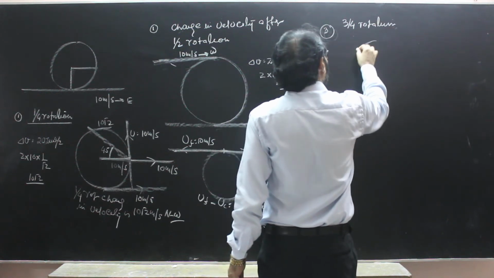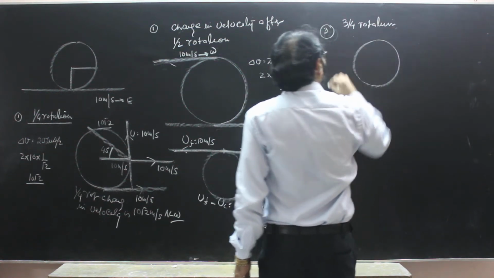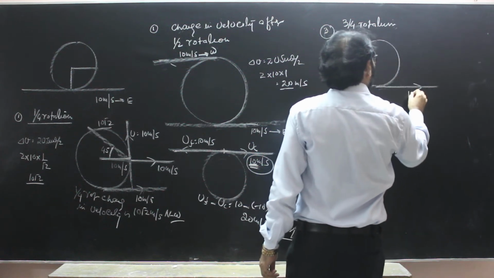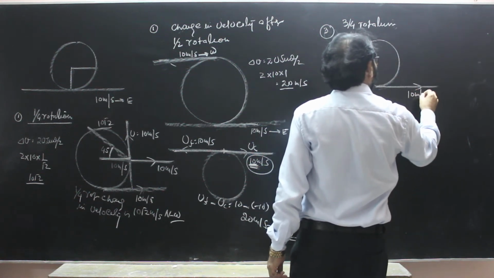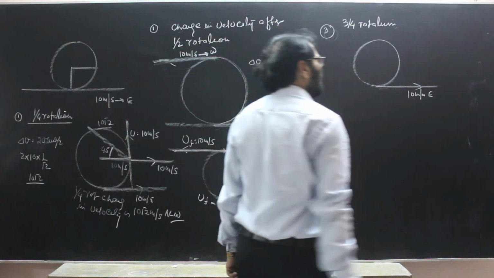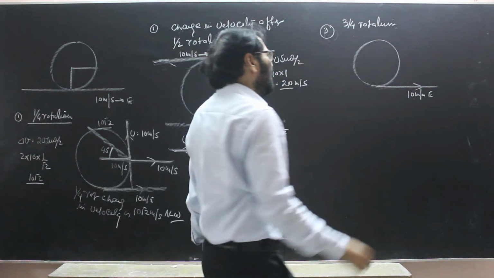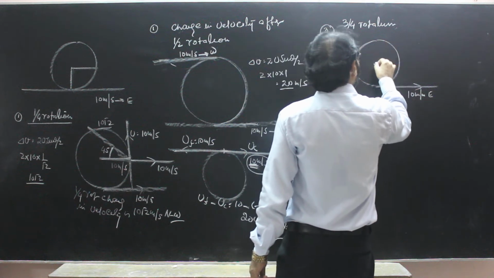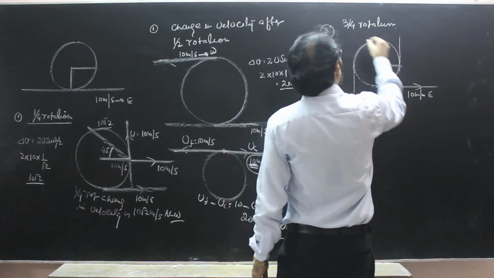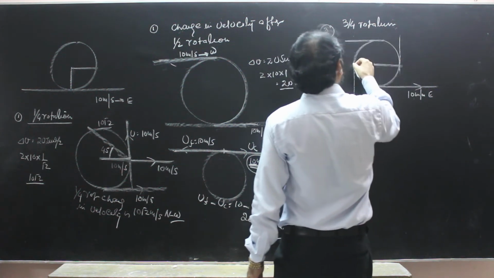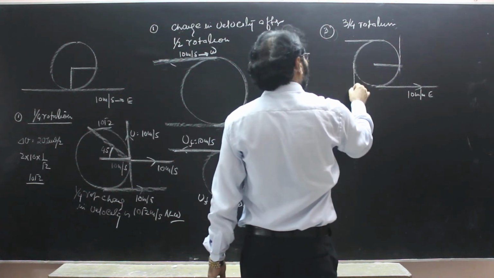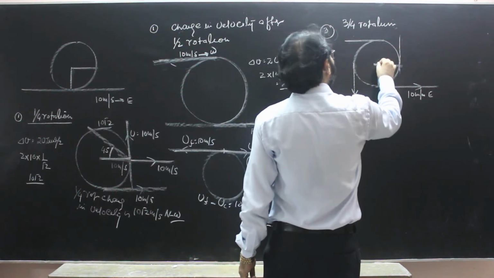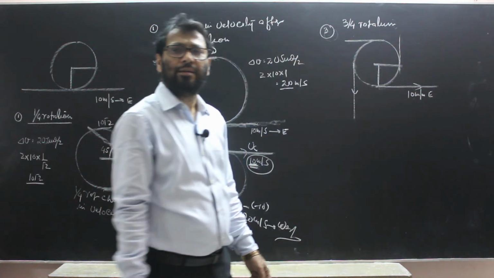So the particle is initially moving like that, 10 meter per second towards east. After 1/4 rotation it will be here, 1/2 it will be here, and after 3/4 rotation it will be here. So it has changed its direction by 270.